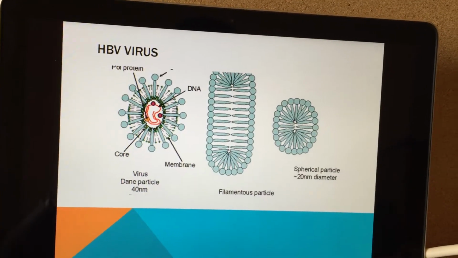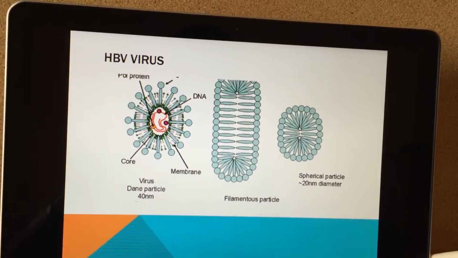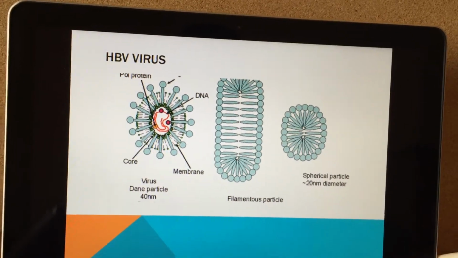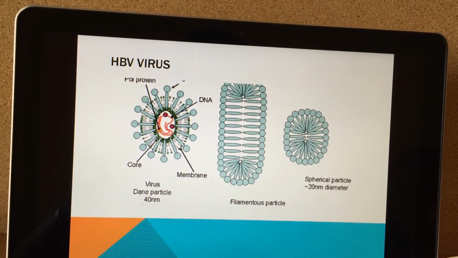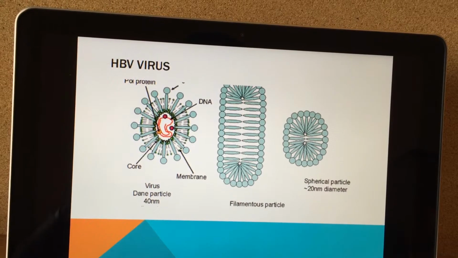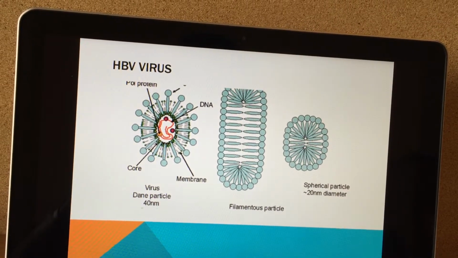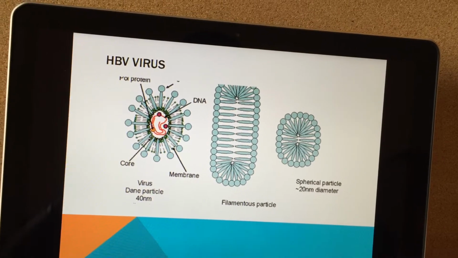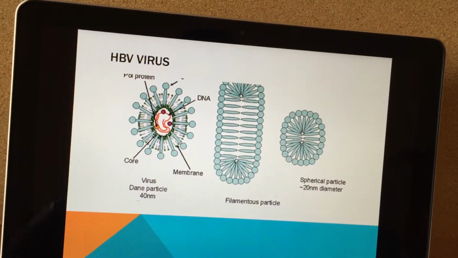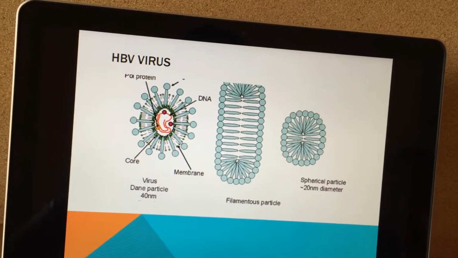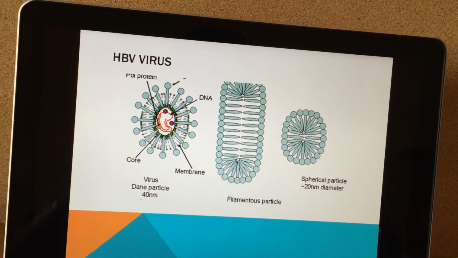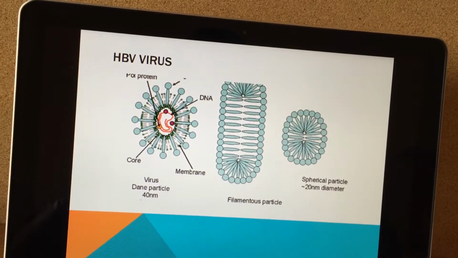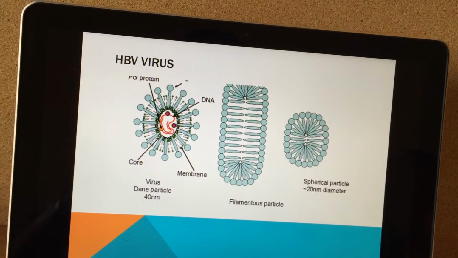A little bit of information about the virus. The hepatitis B virus is from the Hepadnaviridae family. The hepatitis B virus is about 40 nanometers wide in diameter. The virus particles are generally spherical. Hepatitis B is a DNA virus. The DNA is circular, partially double-stranded, with 3200 base pairs.